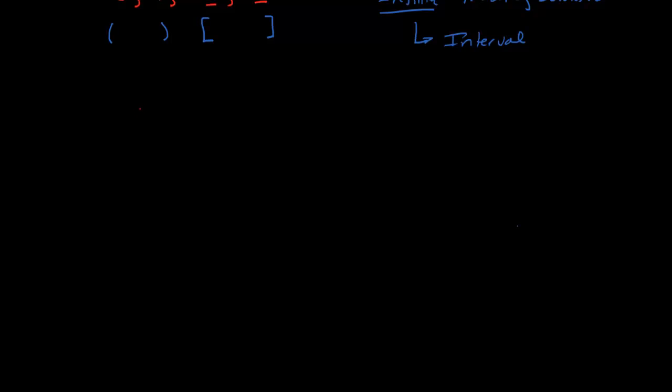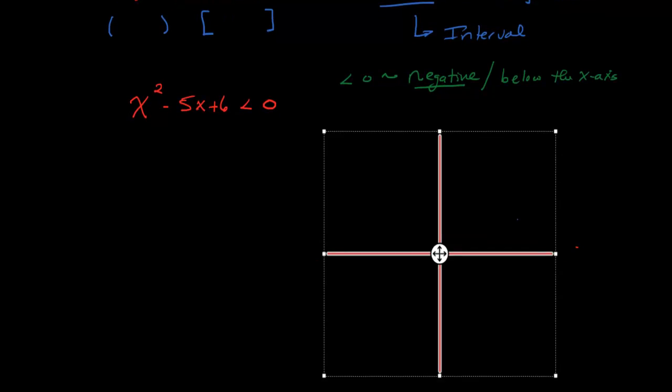So let us say that we want to know where x squared minus 5x plus 6 is less than 0. When I see less than 0, this to me is synonymous with negative. Where is this function negative? In a graphical sense, we think below the x-axis. So below the x-axis to me is negative. Let's go ahead and draw this polynomial as a graph.